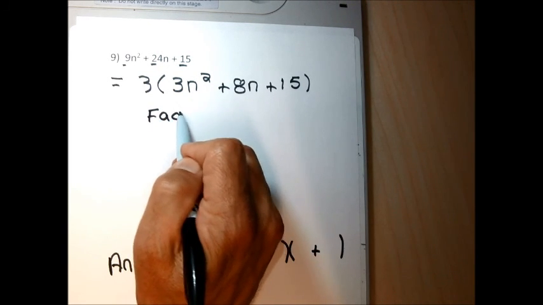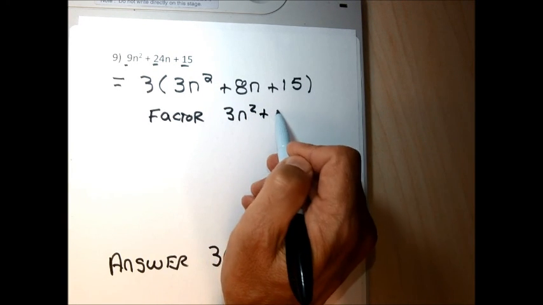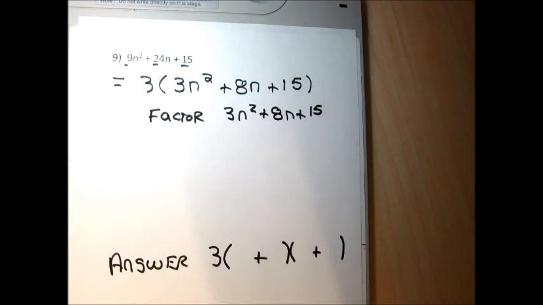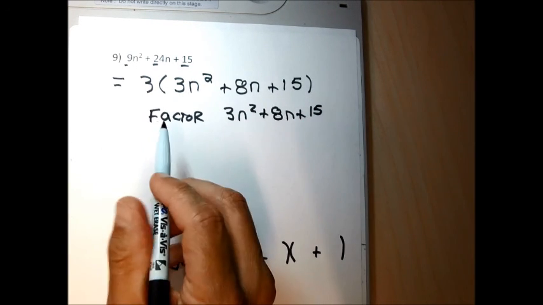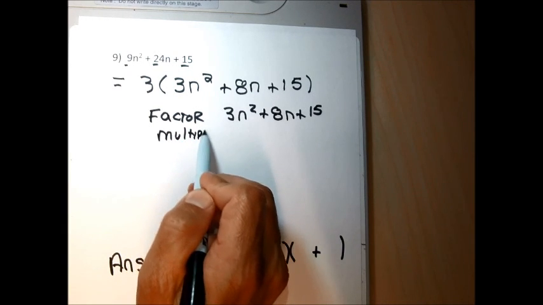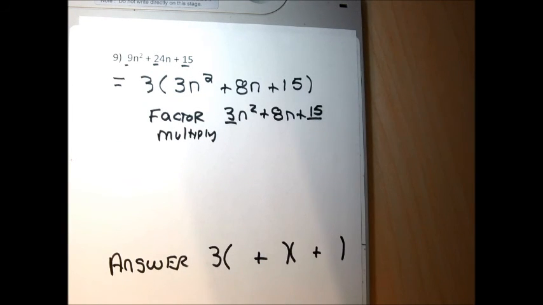So to finish this problem out, I need to figure out how to factor the 3n squared plus 8n plus 15 part of what's remaining in the parentheses, and I do that by bottoms up. So my first step is going to be to multiply. I'm going to multiply this 3 and that 15.